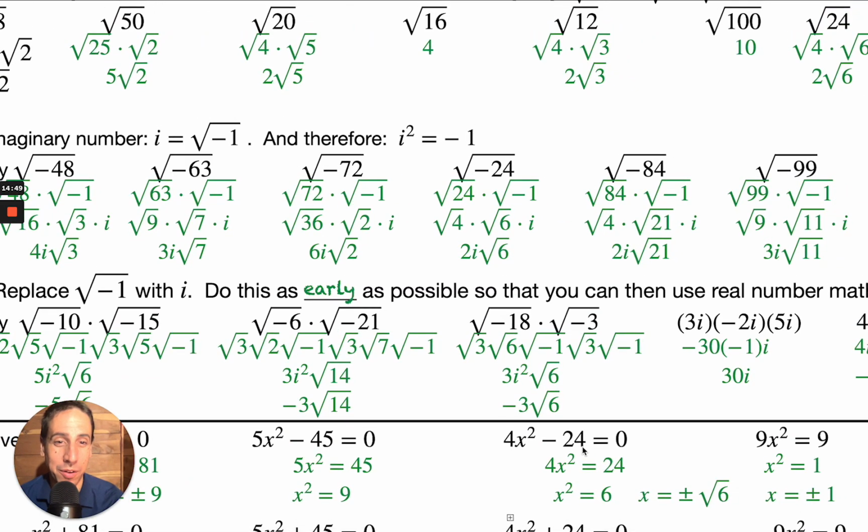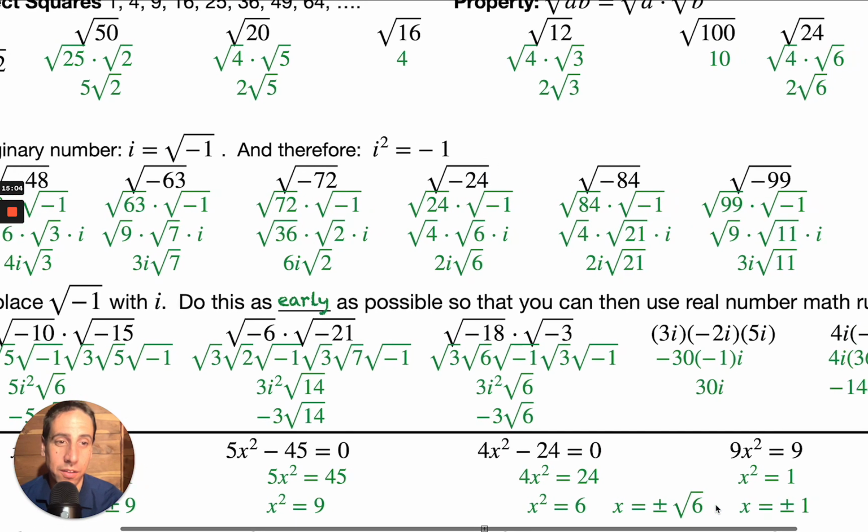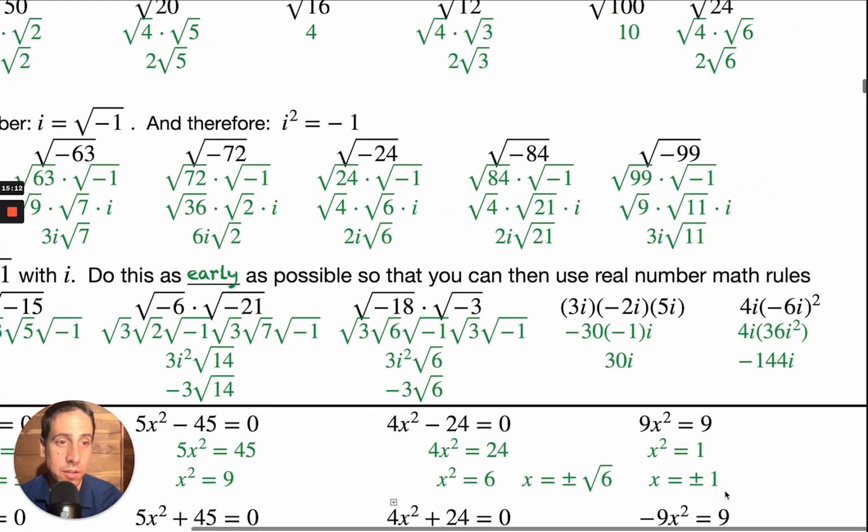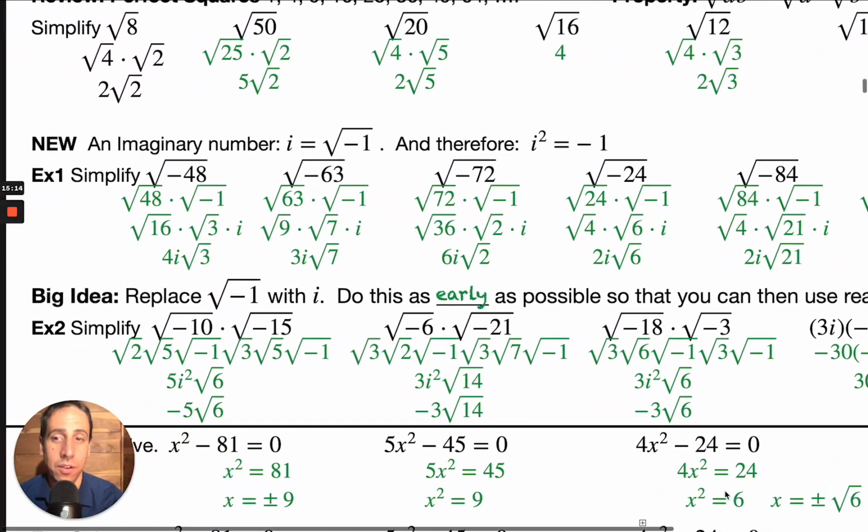4x squared minus 24 equals 0. So undo the subtraction with addition, undo the multiplication with division, undo the exponent with a radical. So when you take the square root of both sides, you get x is equal to plus or minus square root of 6. Undo the multiplication, undo the squared with a radical, you get x could be plus or minus 1. So that's all good. That's kind of a review.